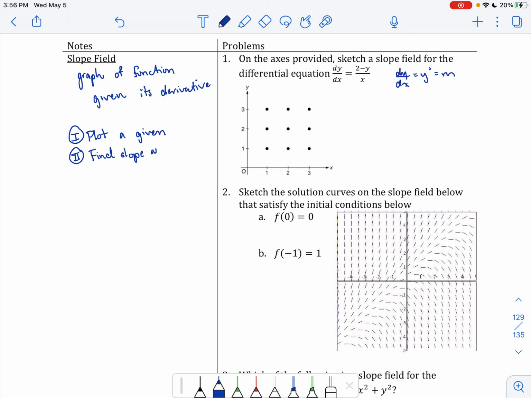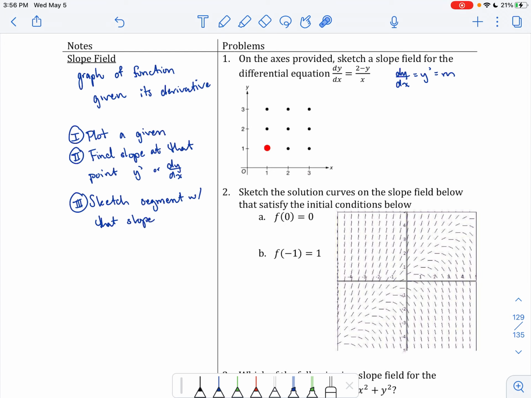And then what you want to do is find the slope at that point using y prime or dy dx. And then sketch a segment with that slope.